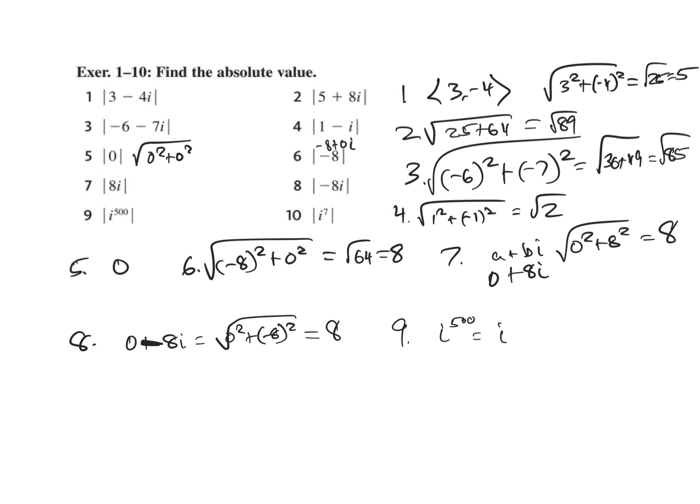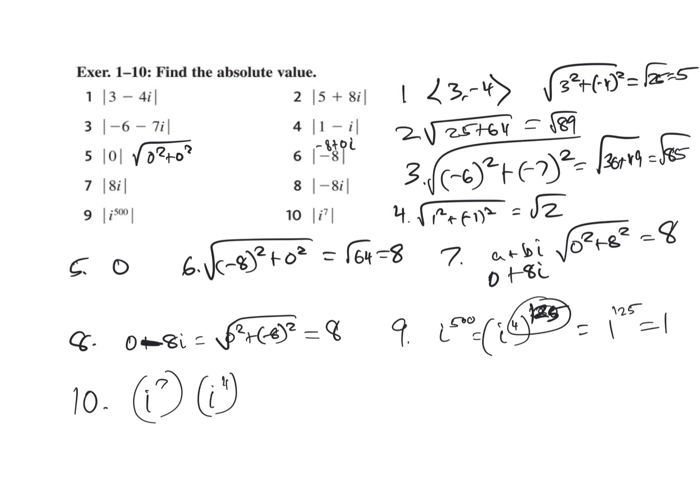Number 9 is i to the 500, okay? So i to the 4th is 1. So 250, no, that'd be 1,000, sorry. 25, so that should be 125. So either way, i to the 4th is 1, and when you raise an exponent to an exponent, you multiply them, so that's the i to the 500. So what you have here is positive 1, which is i to the 4th, raised to the 125th power, which is 1.